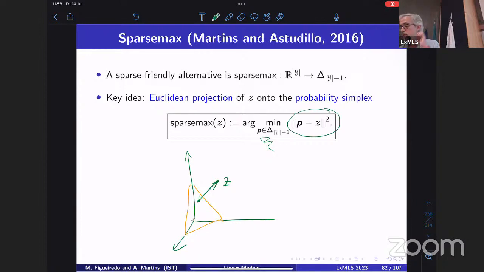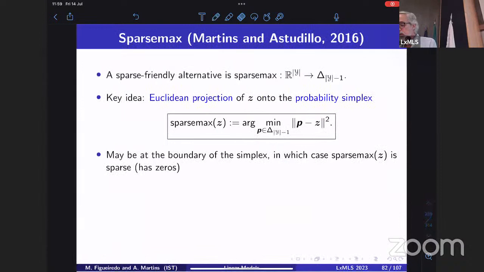Okay, so now this has very interesting properties. For example, if Z is here, it can happen that the projection is on one of the corners. And if you are at one of the corners, for example, this corner here is 0, 1, 0, it is automatically sparse. You don't need to threshold or anything. It depends on where you are. So the projection can happen at the boundary, one of the corners or one of the sides of the simplex. If it's one of the sides, then some other component is zero. So in the case of sparsemax, it has zeros.